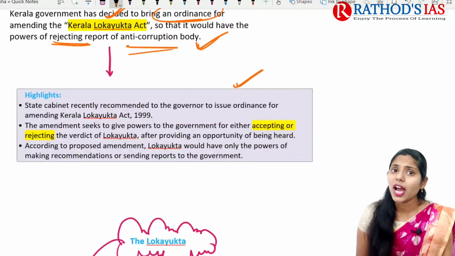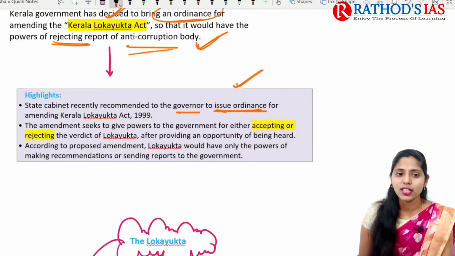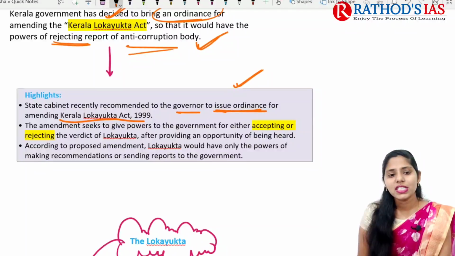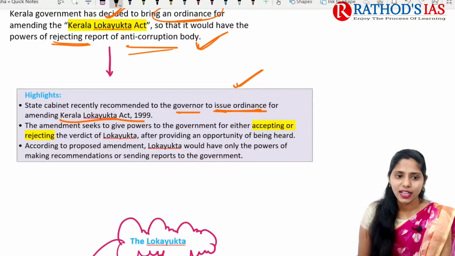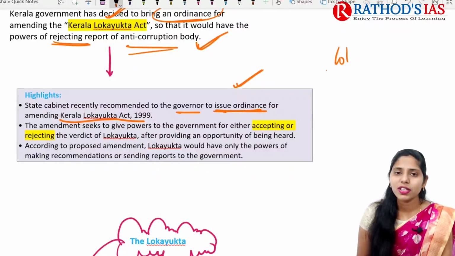If we are talking about the highlights of this amendment, the State Cabinet recently recommended that the Governor issue an ordinance for amending Kerala's Lokayukta Act of 1999. This amendment mainly gives the government the power to either accept or reject the verdict of the Lokayukta. Whatever verdict is given by the Lokayukta can be accepted or rejected by the government.